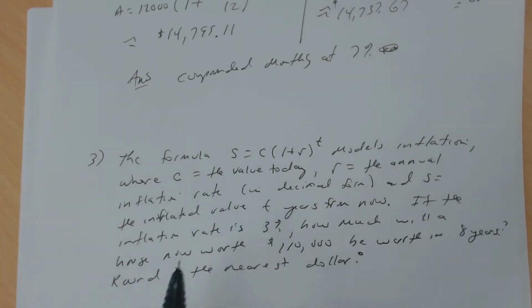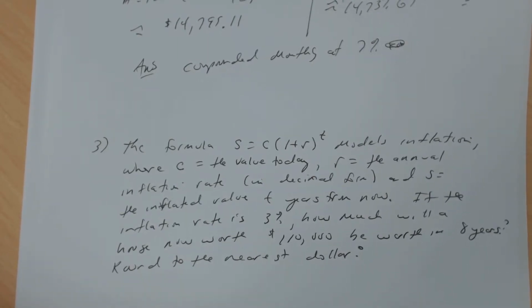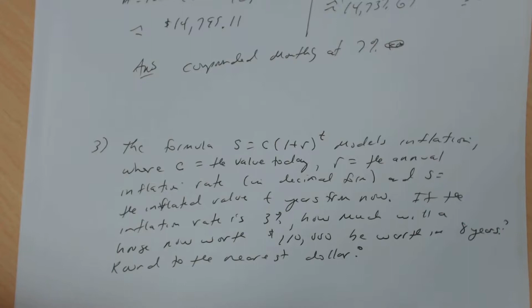Okay, so this formula, S equals C times (1 plus R) raised to the T power, models inflation, where C is the value today, R is the annual inflation rate written in decimal form, and S is the inflated value T years from now. If the inflation rate is 3%, how much will a house now worth $110,000 be worth in 8 years? Round to the nearest dollar.